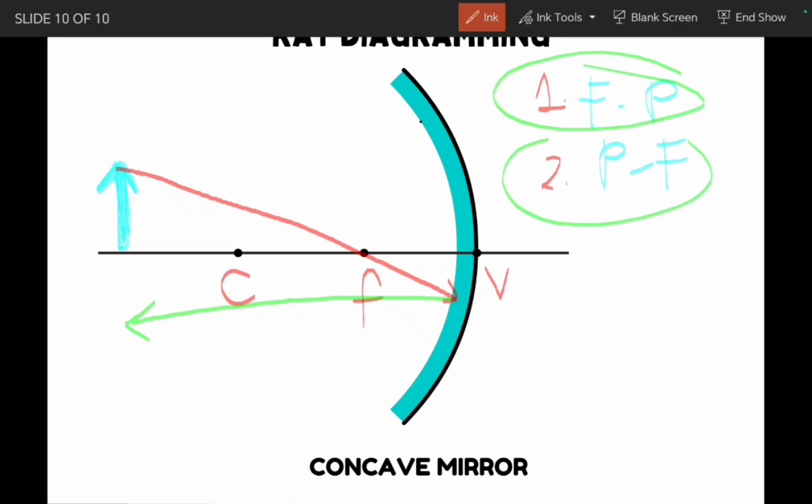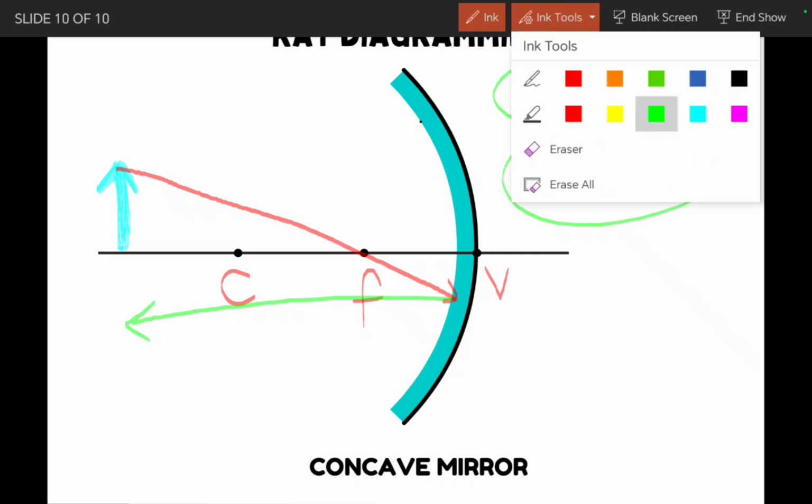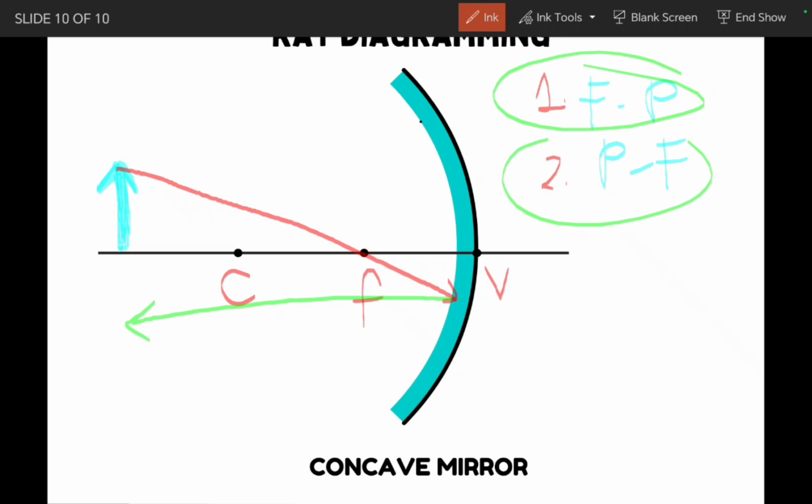Okay, so that will be the P2F ray. It is just the opposite of the F2P ray. Let's use again the red color. From the tip of the object, since it's P to F, we are going to follow first the parallel axis, and then it strikes the mirror. Then we're going to reflect it.